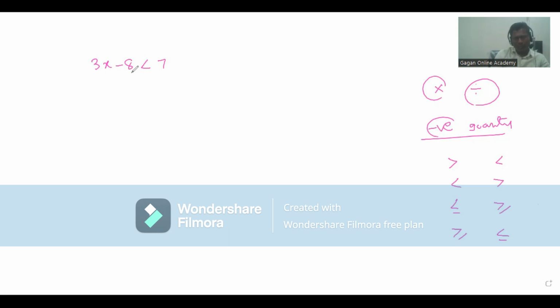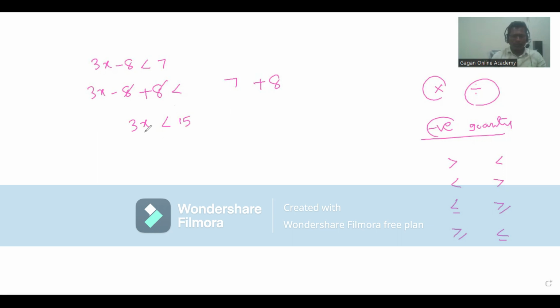So for that we have to remove this minus 8. To remove minus 8, we have to add plus 8 on both sides. So I am doing that: 3x minus 8 less than 7. This is the given inequality. To remove this minus 8, I am adding plus 8 on the left side of this less than sign. This side also I am adding 8. Now minus 8 plus 8 gets cancelled. We are left with 3x less than 7 plus 8, that is 15.